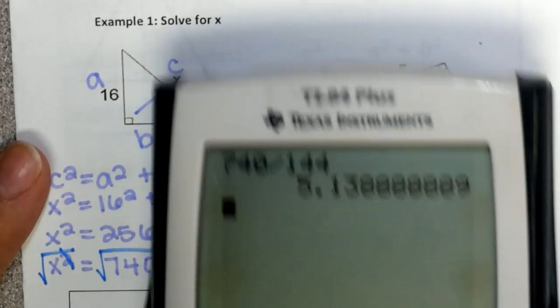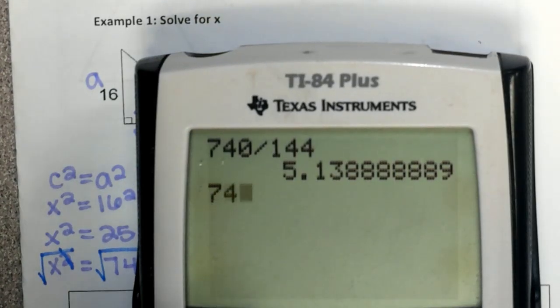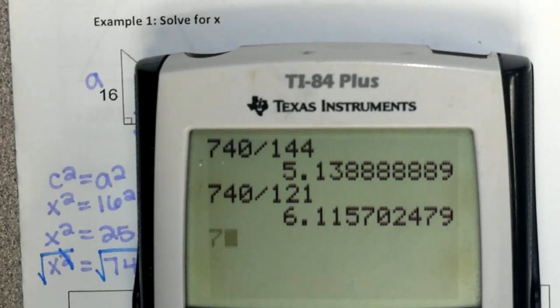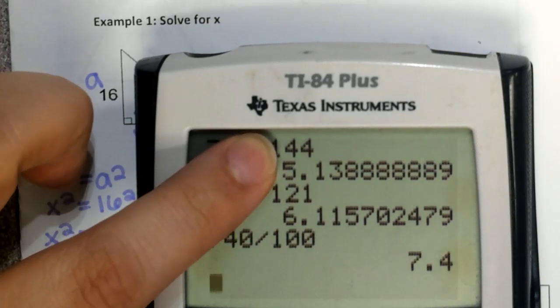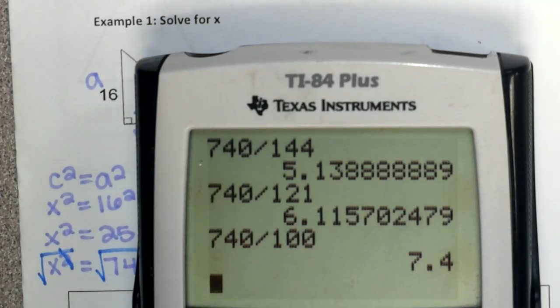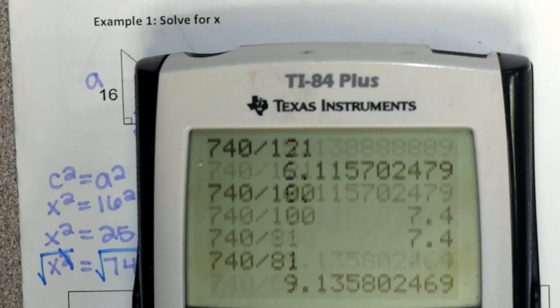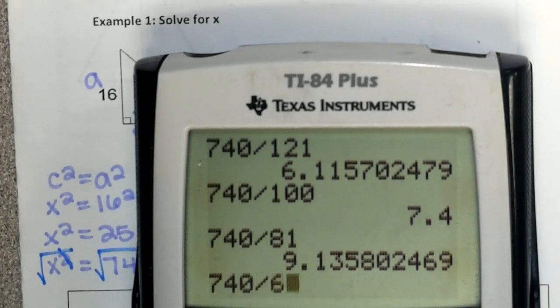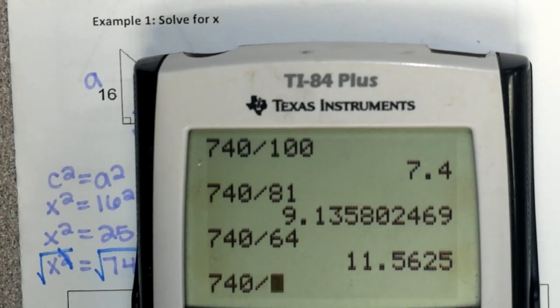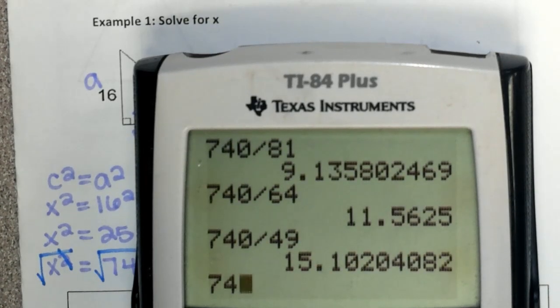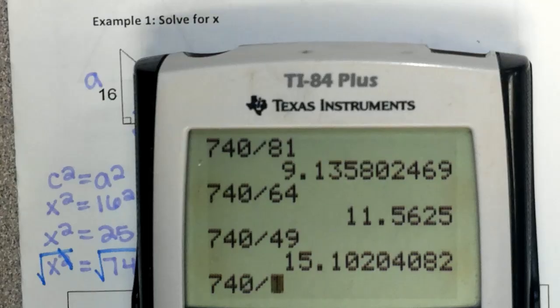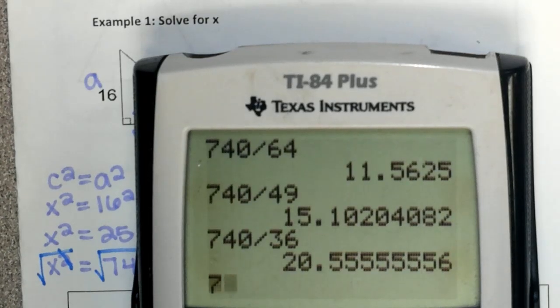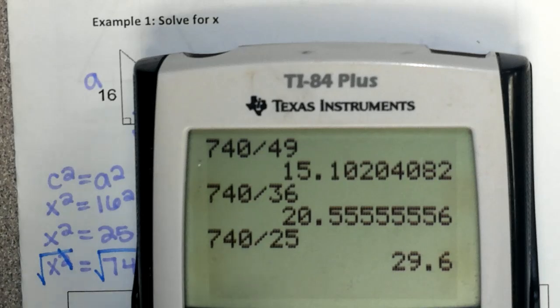144. Does it divide by 144? No. What else? 121. We're going backwards, all the perfect squares. Nope. 100. So this is 12 squared, 11 squared, 10 squared. I'm just going 9 squared, 8 squared, 7 squared, 6 squared. I know it's not going to be divided by 5 squared, but let's just try it.